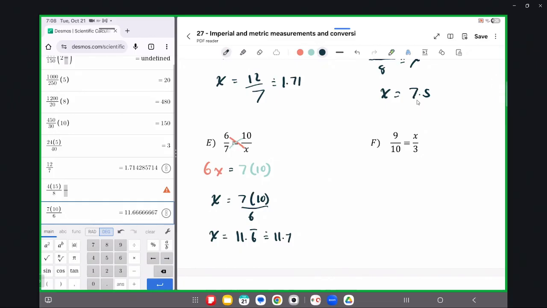Lastly, but not leastly, we have 9 over 10 is equal to x over 3. So again, using the strategy of the means and the extremes, we're going to take 9 multiplied by 3, and that's going to equal 10x. Divide both sides by 10. So we end up with 9 multiplied by 3 divided by 10 is equal to x, in which case we're going to get 2.7 is equal to x. And we can use our calculator to verify.